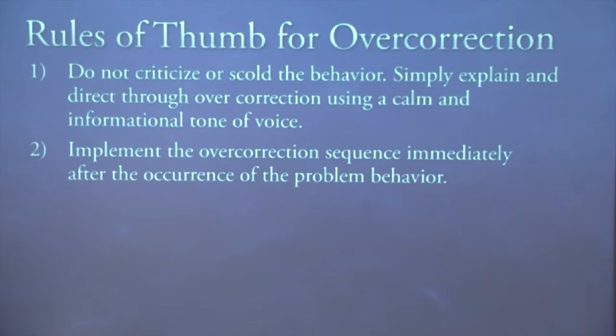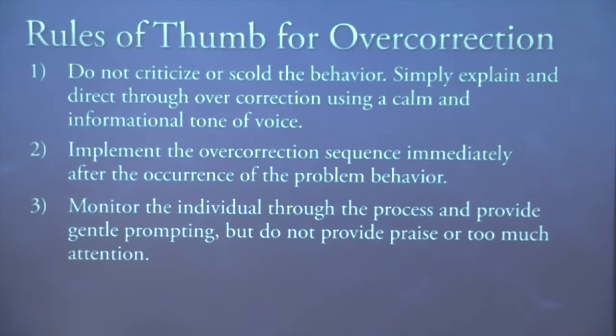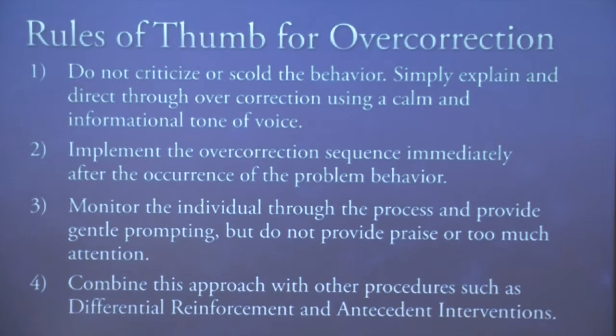Implement the overcorrection sequence immediately after the occurrence of the problem behavior. Monitor the individual through the process and provide gentle prompting, but do not provide praise or too much attention. Combine this approach with other procedures, such as differential reinforcement and antecedent interventions.